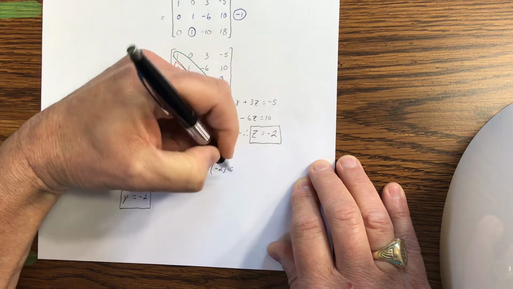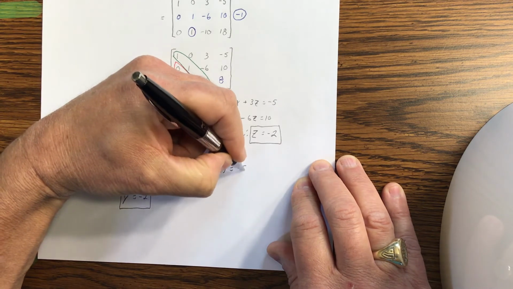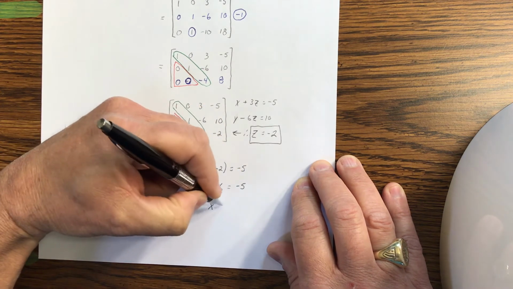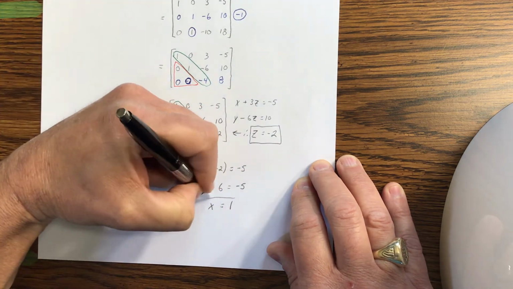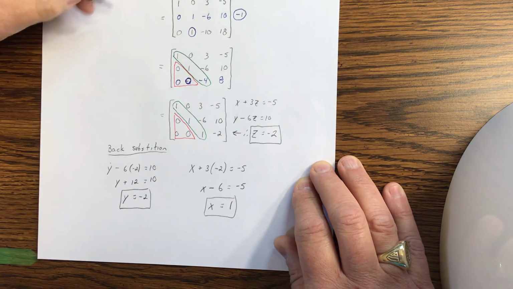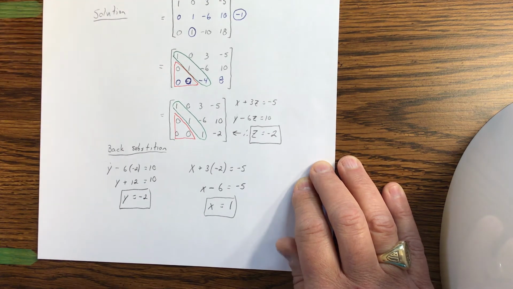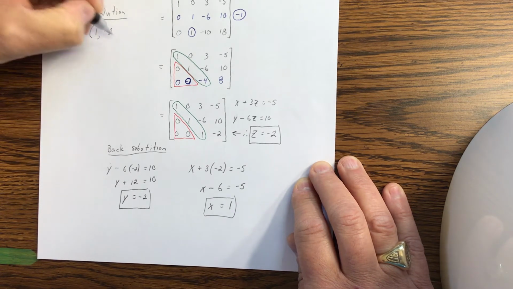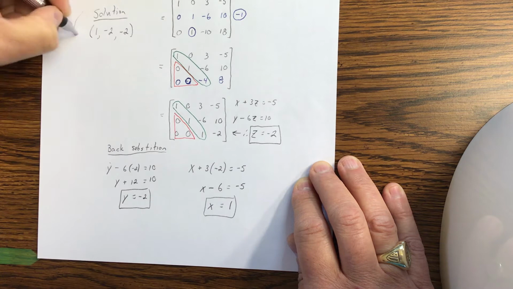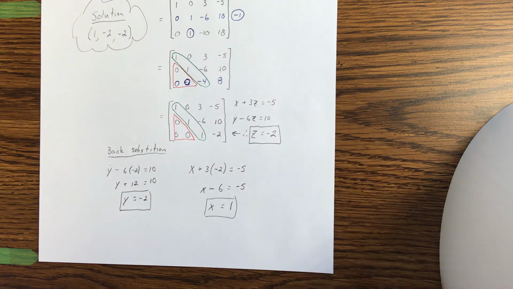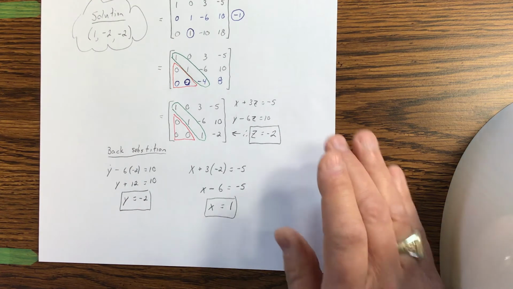Going back and using the first equation. And now we have found our solution. So the solution to the system we know is going to be 1, -2, and -2. And that's by doing this problem without the graphing calculator.